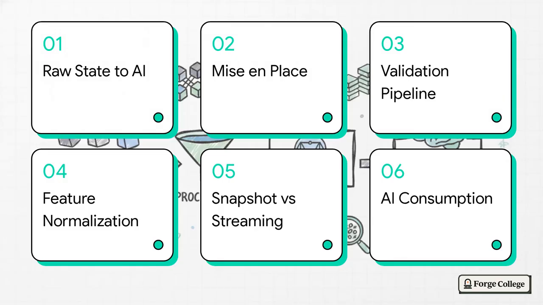Okay, let's dive right into our recipe card for today. We'll start with going from raw state to AI, then introduce the mise en place method. Next, we'll build out our validation pipeline, extract and normalize those features, compare snapshot versus streaming ingestion, and finally, prep it all for AI consumption.